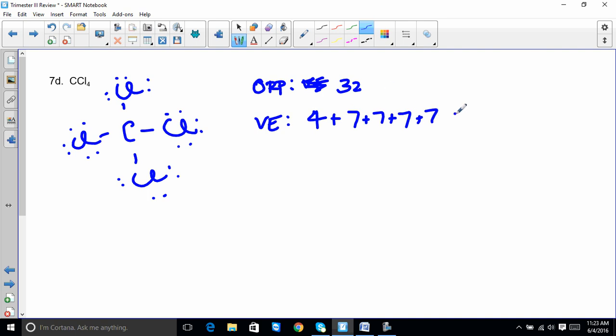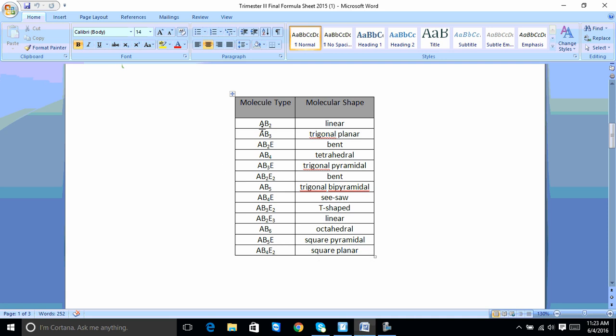4 times 7 is 28, and 28 and 4 is 32, which means this picture is correct. And this is an AB4, and it is tetrahedral, and hopefully that's enough to help you do well on the test. So I'm coming back over here, and if you look here, it looks like AB4 is tetrahedral right there.